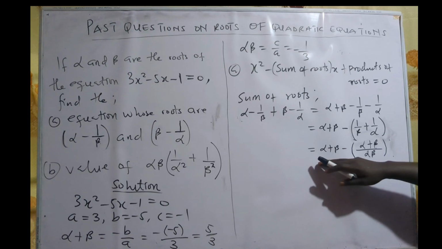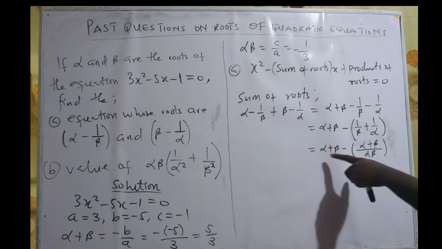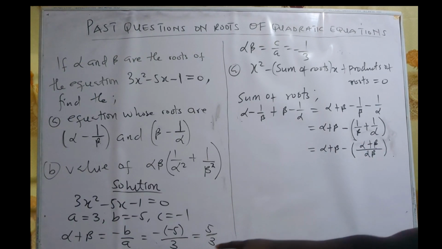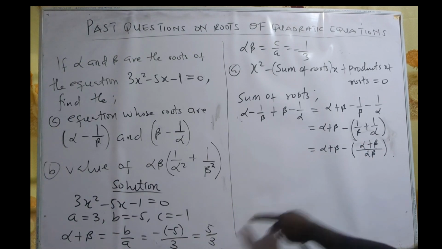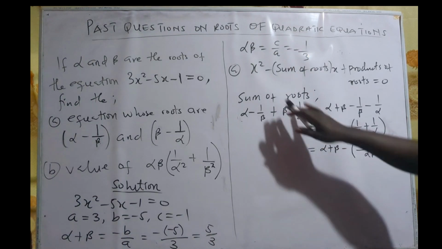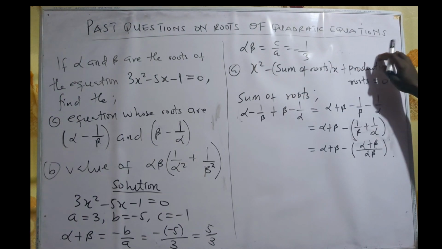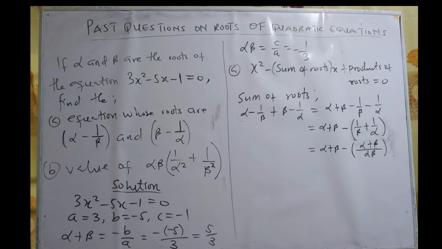Alright, so we can get our sum of the roots as this. And what are we going to do? We are going to substitute the values. So we have alpha plus beta and then we have alpha beta. So we substitute the values and then we work it out so that we can get the sum of the roots. After that, we find the product of the roots and then we are good to go.